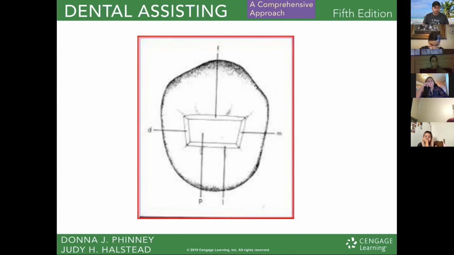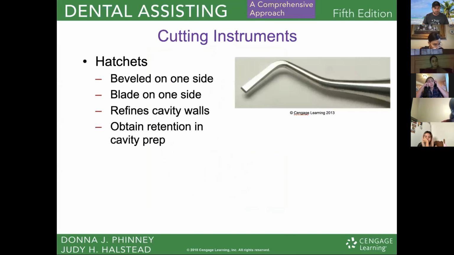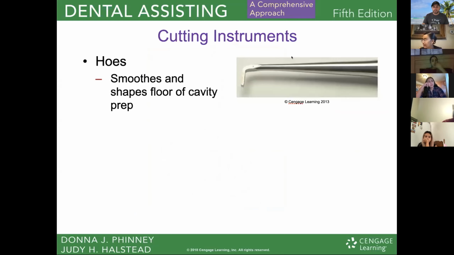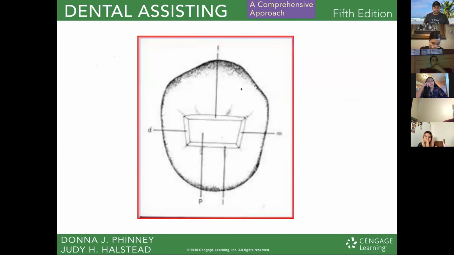And by using this hoe, where did the hoe go? There it is. Using this hoe, we kind of use it like in a rake manner to kind of smooth this cavity preparation or the floor of the cavity preparation. So that is what a hoe is used for.